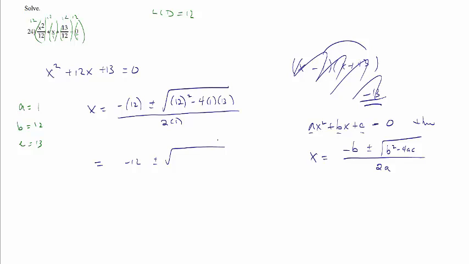Now I have to completely simplify underneath the radical before I can reduce it. So 12 squared is 144. And then 4 times 1 times 13 is 52. So that's going to be minus 52, and then all over 2. Again, I'm still working underneath the radical. So 144 minus 52 is going to give me 92.